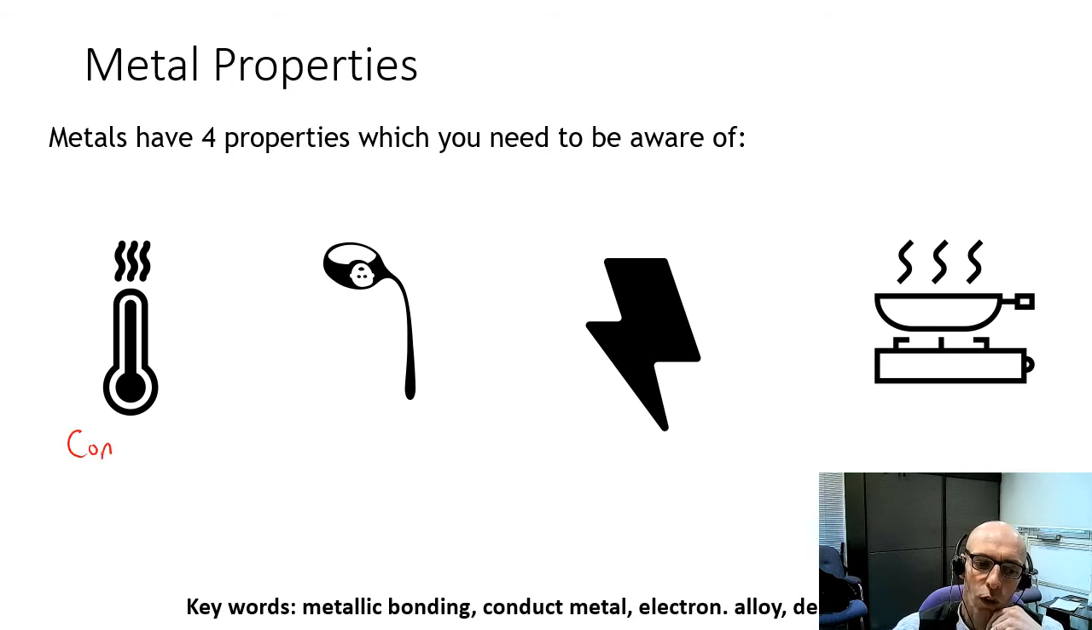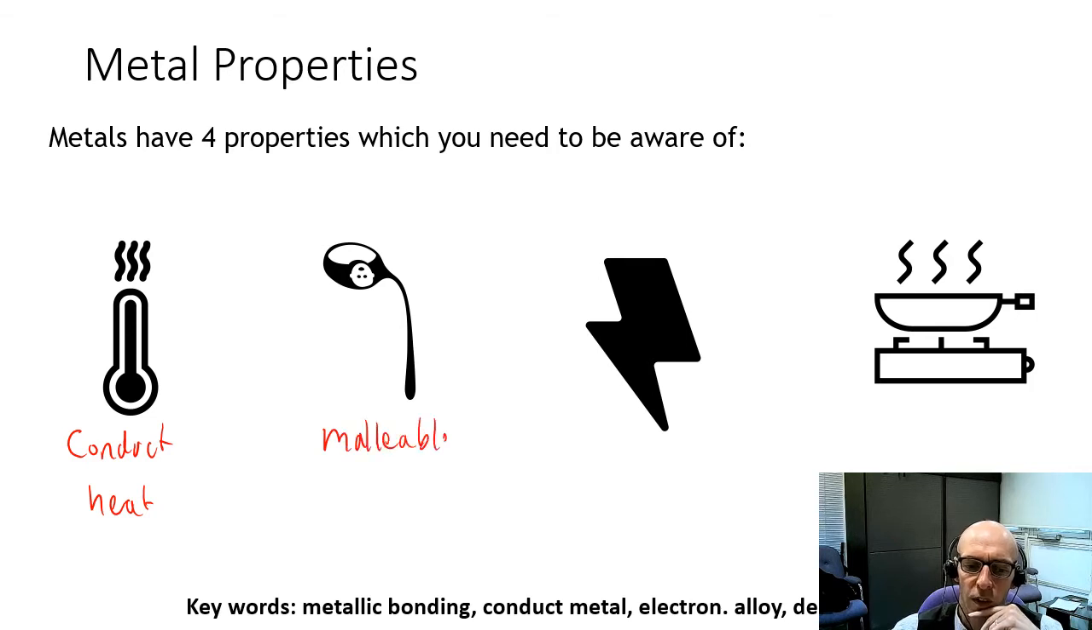Metals conduct heat. Those electrons can quickly carry energy through the metal and make the particles vibrate quicker, which is what heat is. And you'll know that from when you've done particle theory and particles vibrating when they get hotter.